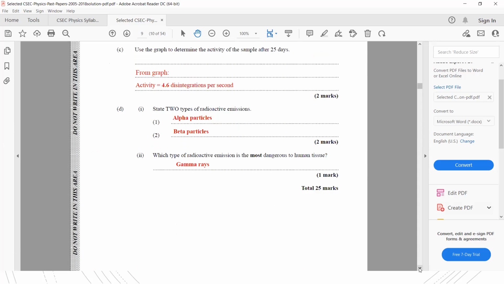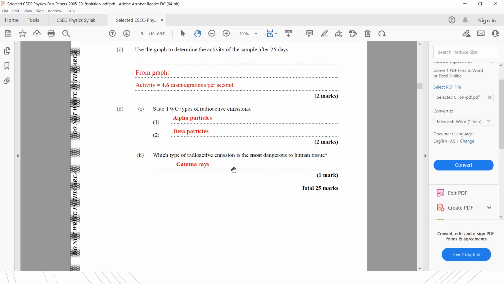Next part of the question is state 2 types of radioactive emissions. And there are 3, so any 2. You have alpha particles and beta particles. And then you have gamma radiation. So any 2 of the 3 will give you those 2 marks. And then they ask which type of radioactive emission is the most dangerous to human tissue. And of course, that will be gamma rays or gamma radiation.